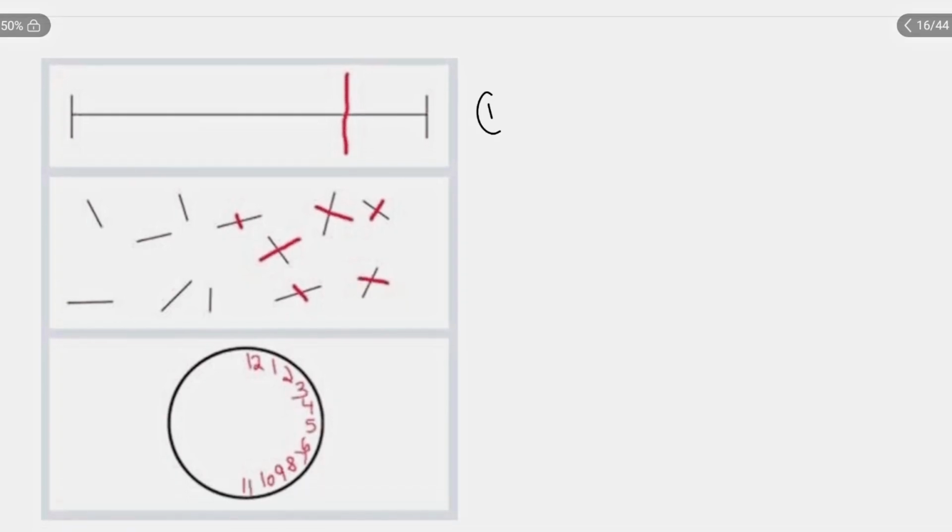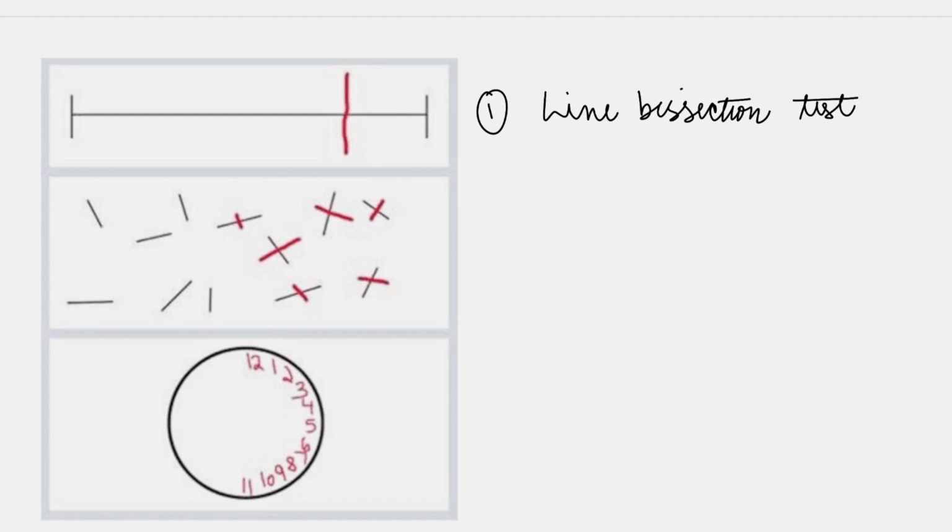Test number 1 is called the line bisection test. Here you give a line to the patient on a piece of paper, and you ask the patient to draw a straight line through the center. Now what is happening is the patient is just ignoring one half of this, and he's only seeing this much. So he bisects the line here because he thinks the line is only this long. He's just ignoring the other half.